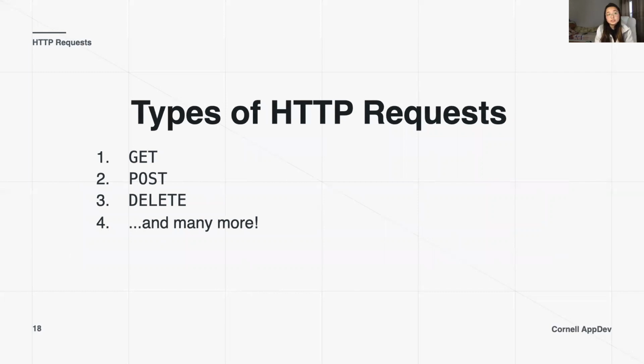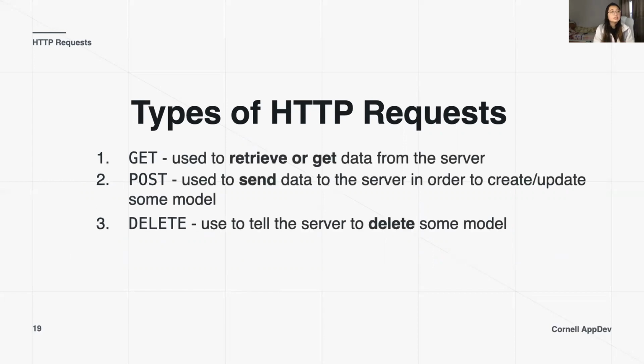So the types of HTTP requests that we will mainly focus on are get, post, and maybe delete. But there are actually a ton of different requests that you can make, and you can look that up on Google to learn more about them and how you can use them. Get requests are used to retrieve data from a server. Post is used for us to send data to the server, and usually this is to create a new model or maybe to update an existing model. And delete is used to tell the server to delete some model.